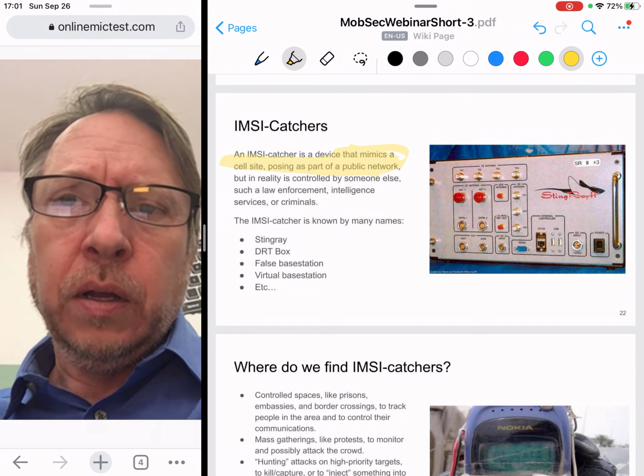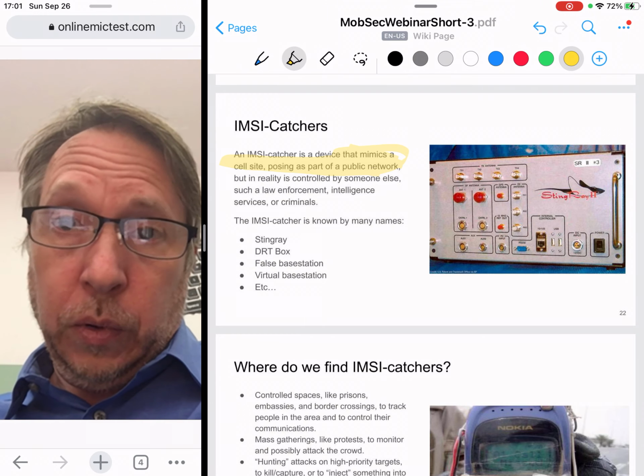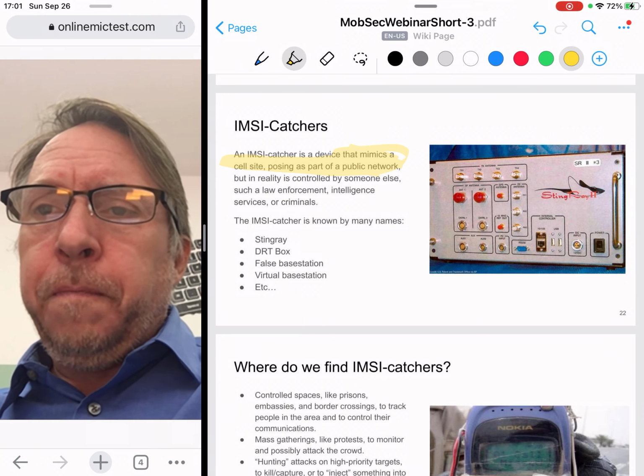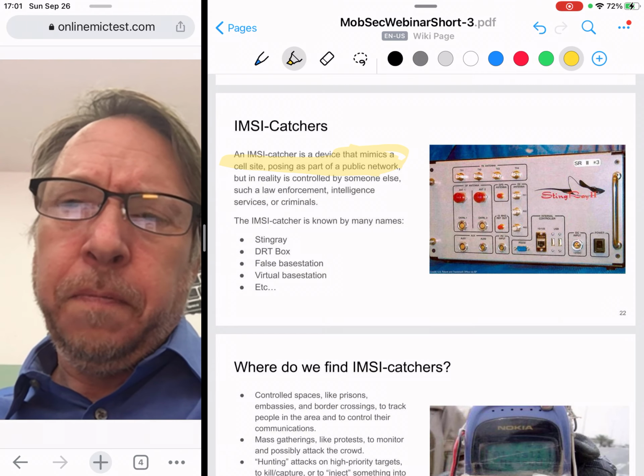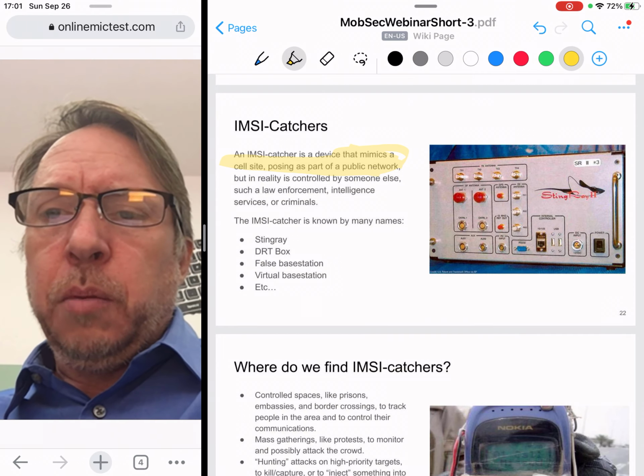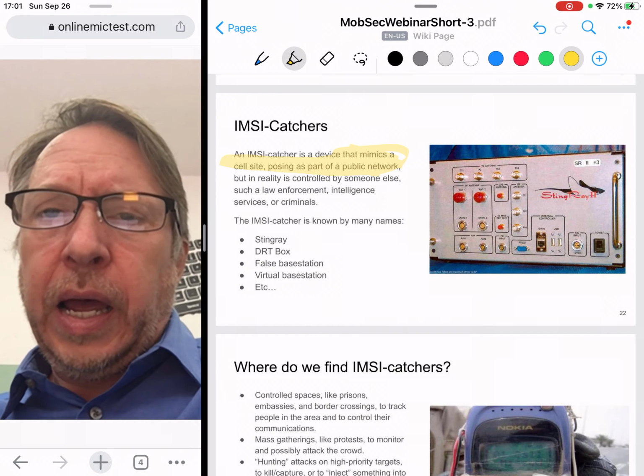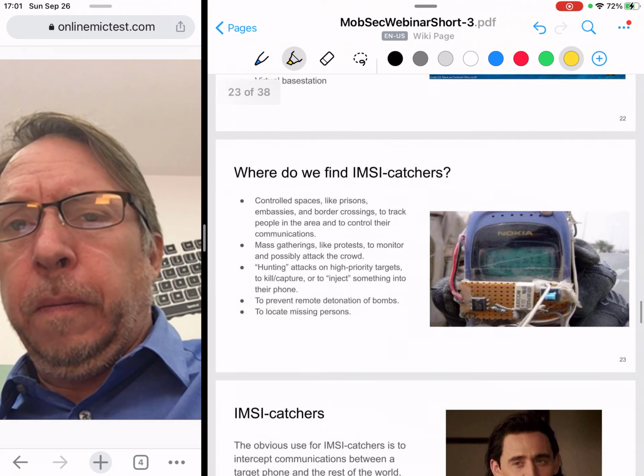So it's a false base station. It can be used for man-in-the-middle attacks and lots of other things. Lots of tricks you can do with IMSI catchers. We're going to talk about a few of them. So where do we find IMSI catchers?